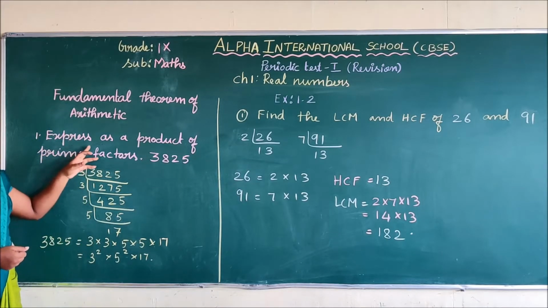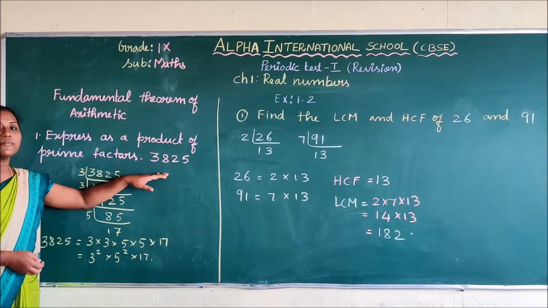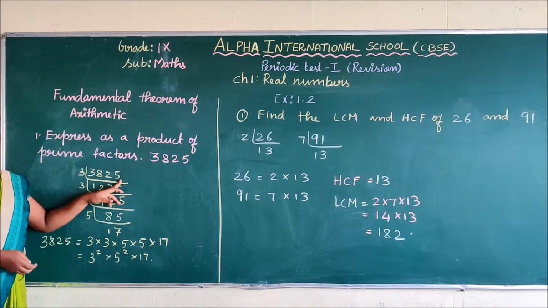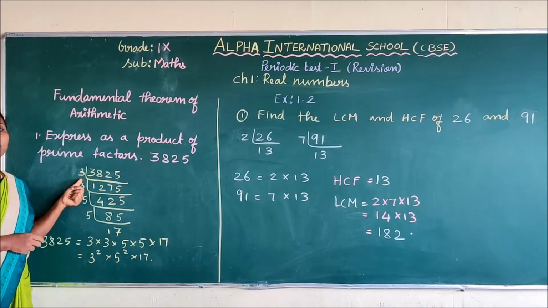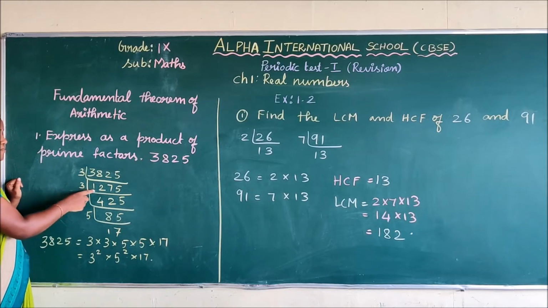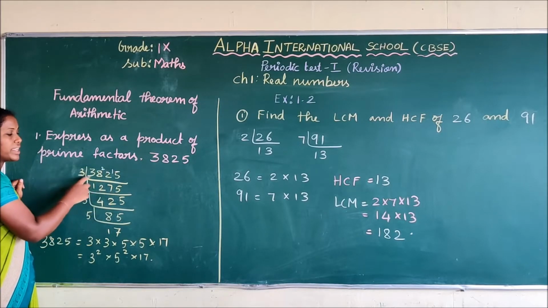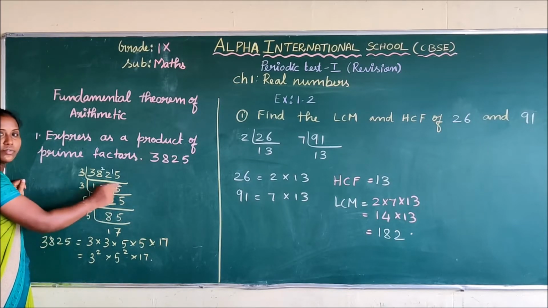See here the first problem, express as a product of prime factors. If a composite number is given, how to express it as a product of prime factors. So see here 3825. Start with the smallest prime number. It is not divisible by 2. So first we divide by 3. 3 sevens are 21, remainder 1, 3 fives are 15. The next step is also divisible by 3, so we divide by 3. 3 fours are 12, 3 twos are 6, remainder 1, 3 fives are 15.